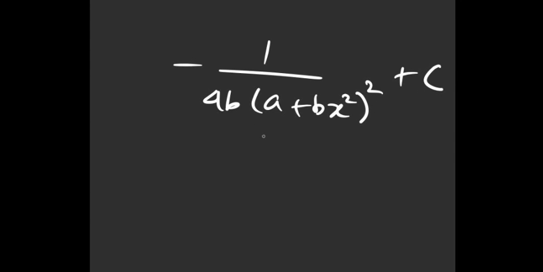You're just substituting u back into its original form, that is a plus bx squared. That's my explanation of this solving method.